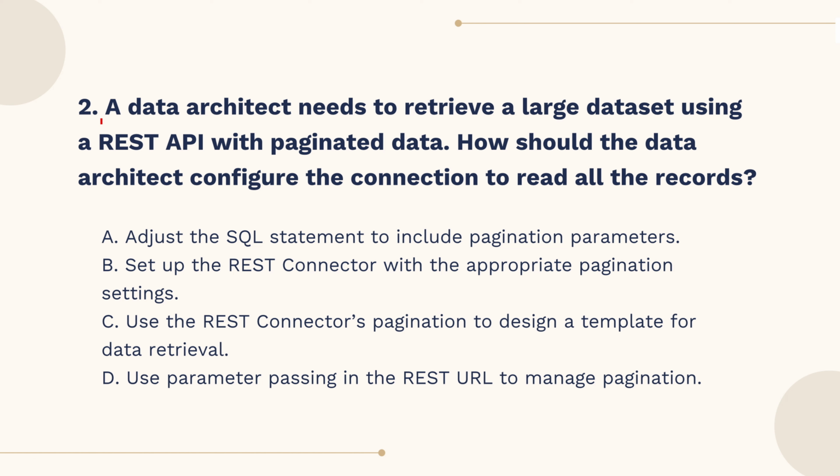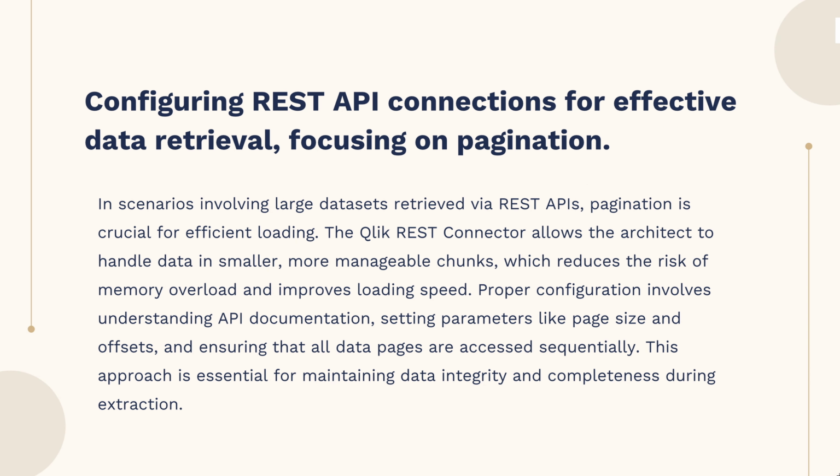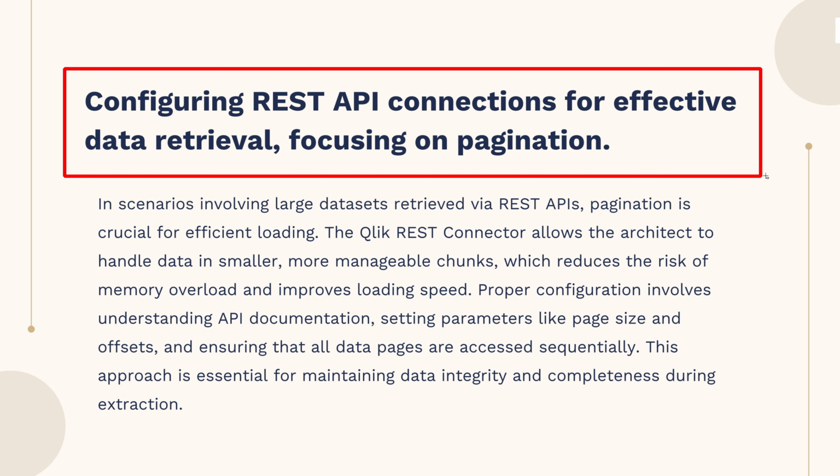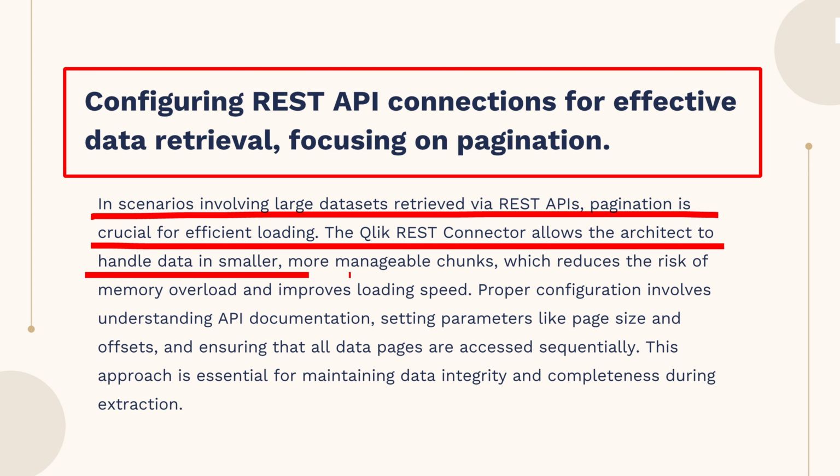Question 2. A data architect needs to retrieve a large dataset using a REST API with paginated data. How should the data architect configure the connection to read all the records? The knowledge points of this question are: configuring REST API connections for effective data retrieval, focusing on pagination. When getting big data from a REST API, you need to set up pagination so it comes in chunks. This makes it easier to manage and prevents overload. Just set the REST connector to grab data page by page.